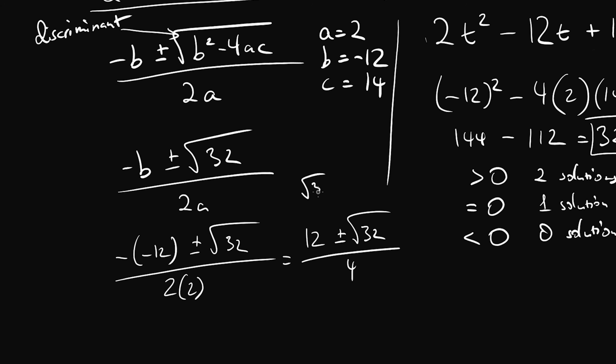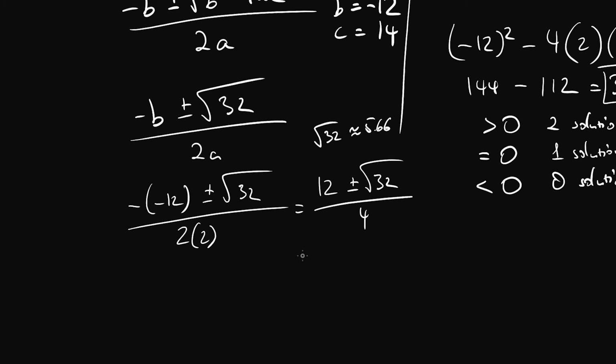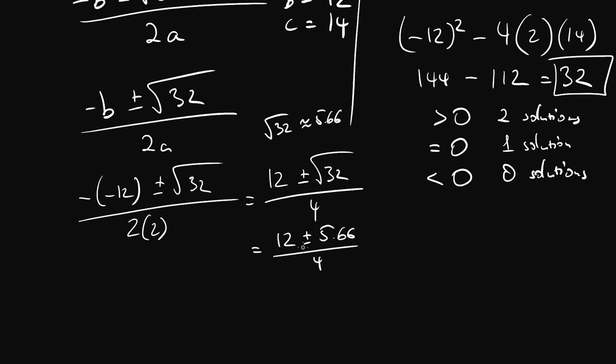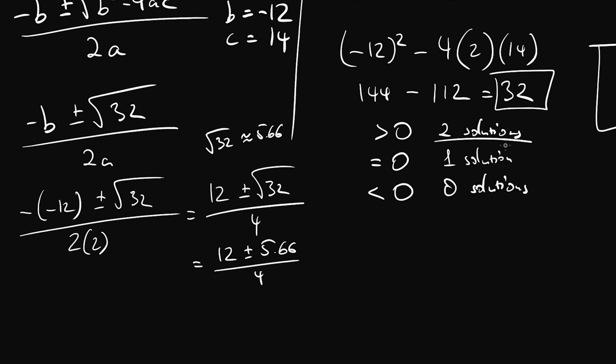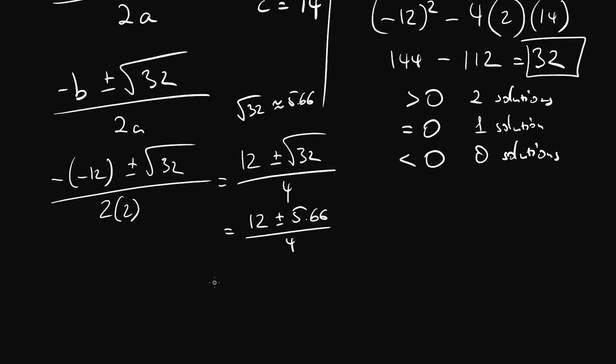Now, the square root of 32 is roughly equal to 5.66. So that's the value we'll use here. So this will be 12 plus minus 5.66 divided by 4. Now again, we have this plus minus here because we know there are in fact going to be 2 solutions. And so if we work out both the solutions, 12 plus 5.66, 17.66 divided by 4 is going to give us 4.415. And then the minus solution is going to give us 1.585.